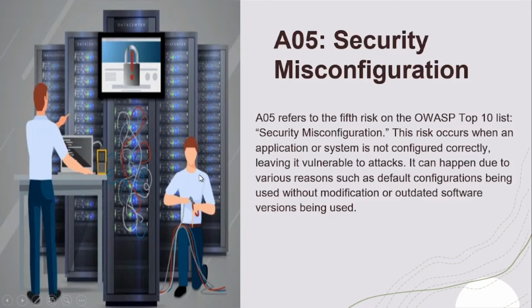Settings. A05 refers to the fifth risk on the OWASP top 10 list, which is security misconfiguration. This risk occurs when an application or system is not configured correctly, leaving it vulnerable to attacks. It can happen due to various reasons such as default configuration being used without modification or outdated software versions being used. Security settings refer to the configuration options available in an application or system that affect its overall security posture. These settings include access controls, encryption protocols, password policies, network configurations, and more.